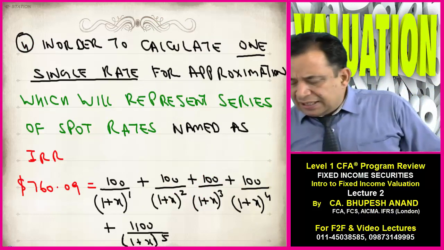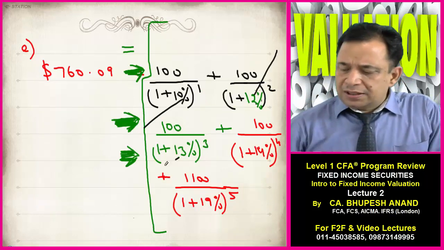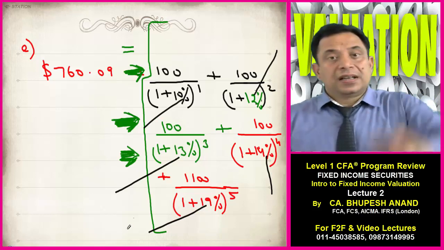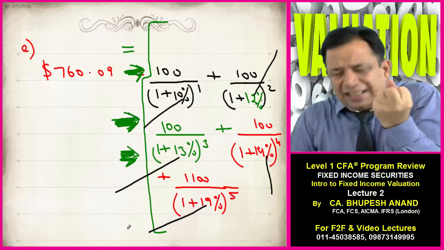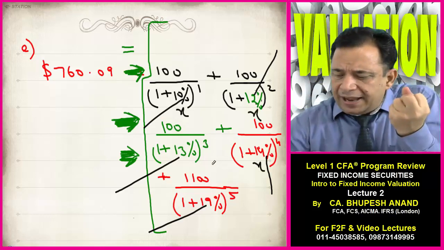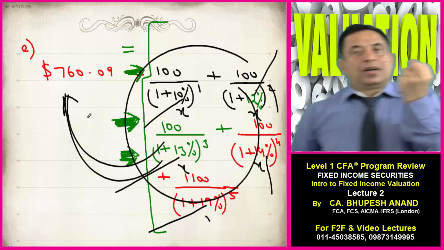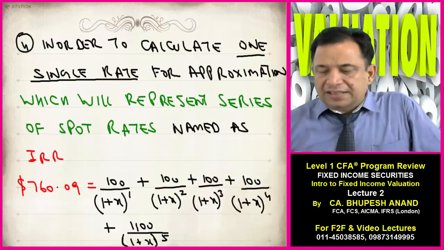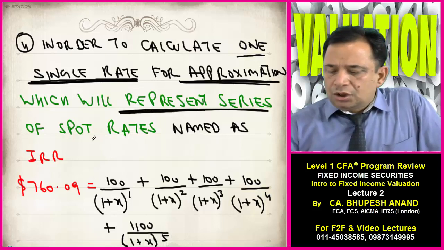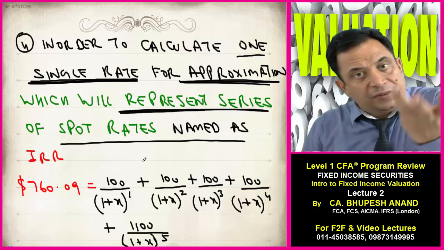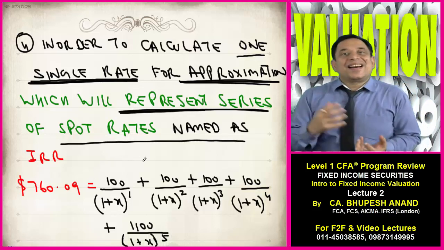Now the point is, in case an investor is confused, because for the first year he is getting 10%, for the second year 12%, then 13%, then 14%, then 19%. If he desires to find out a single rate, let it be x, and if I equate it, it comes to 760.09. So what is that single rate? We want to calculate that single rate. In order to calculate the single rate for approximation, we will represent the series of spot rates. We can calculate with the help of the IRR function, because it is nothing but the IRR, internal rate of return.